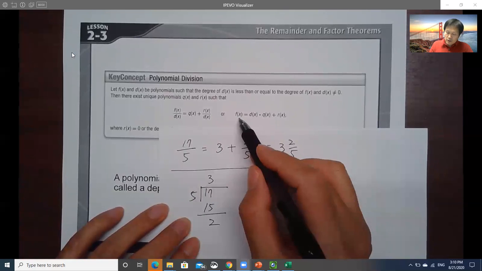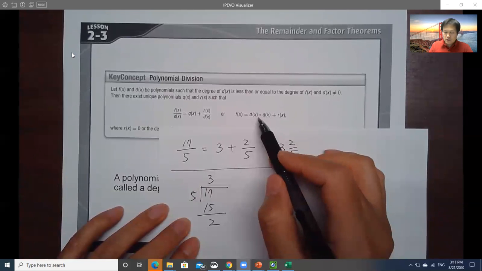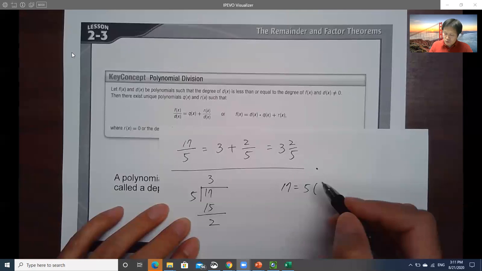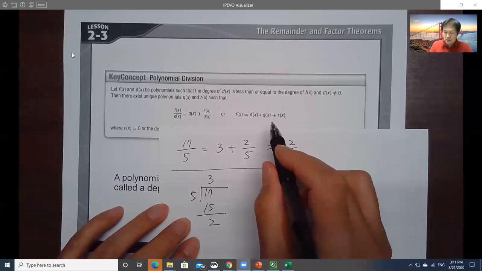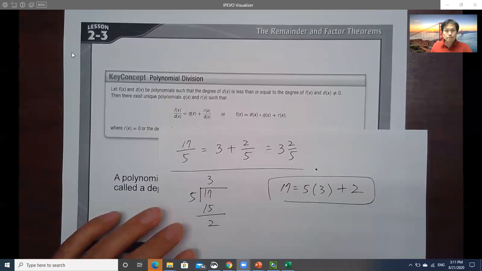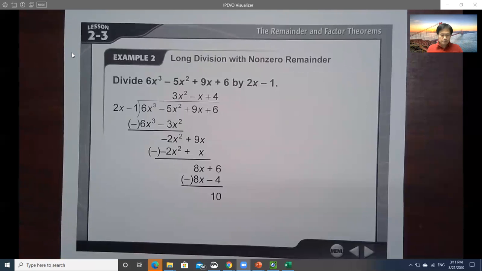Also, you can write 17 as divisor times quotient plus remainder, which is 2. So 17 is equal to 5 times 3 plus 2. We already know that. We will just do the same thing in equation.